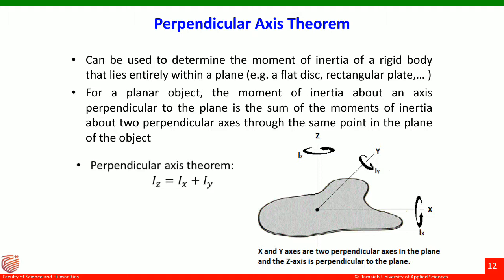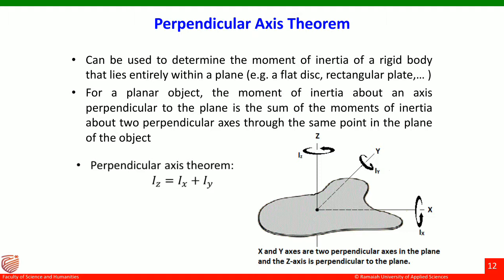How do we define it? For a planar object, the moment of inertia about an axis perpendicular to the plane is the sum of the moments of inertia about two perpendicular axes passing through the same point in the plane of the object. Now let us closely look at the given figure, where I need to calculate the moment of inertia about the axis which is passing perpendicular to the plane of the body, that is Iz, given in the z direction.